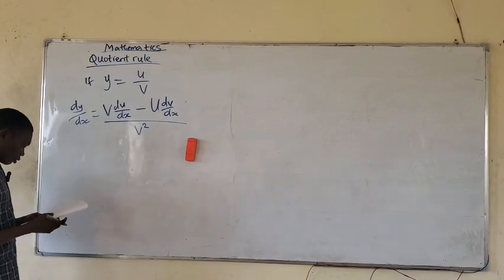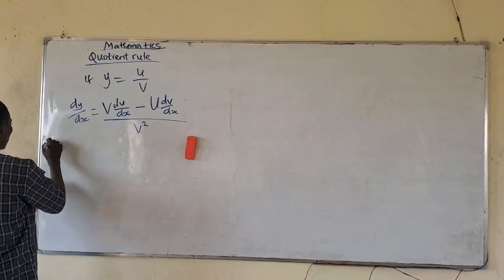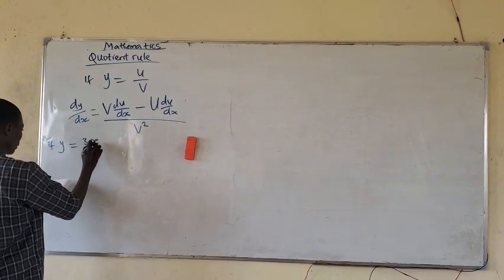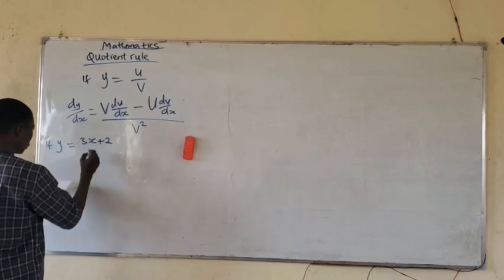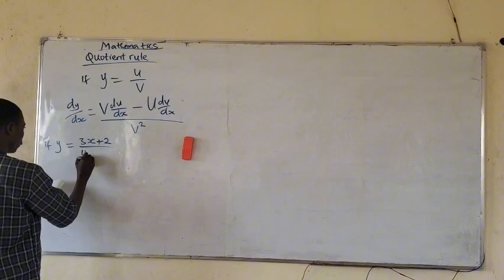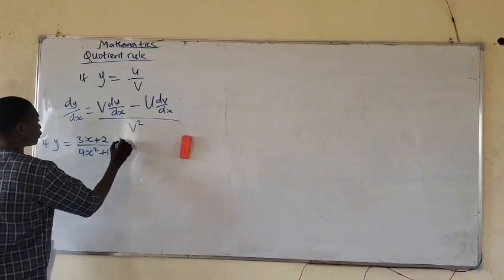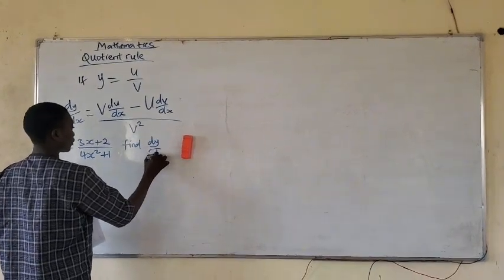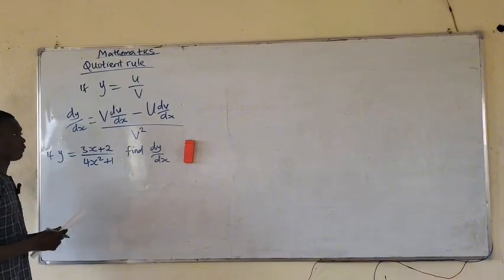So, let's solve this example. If y equals 3x plus 2 all over 4x squared plus 1, find dy/dx.